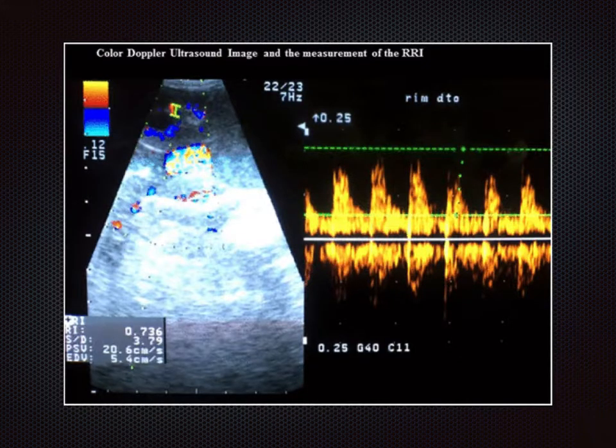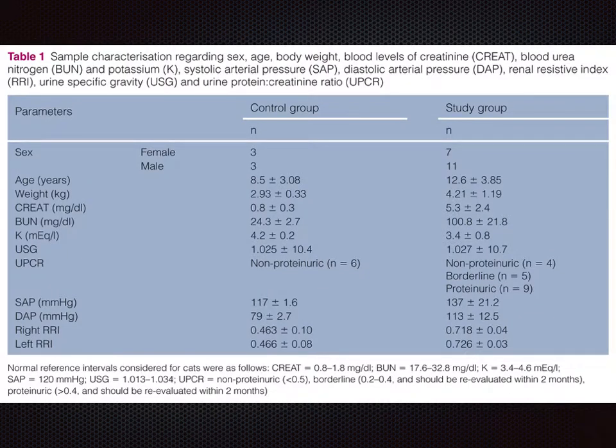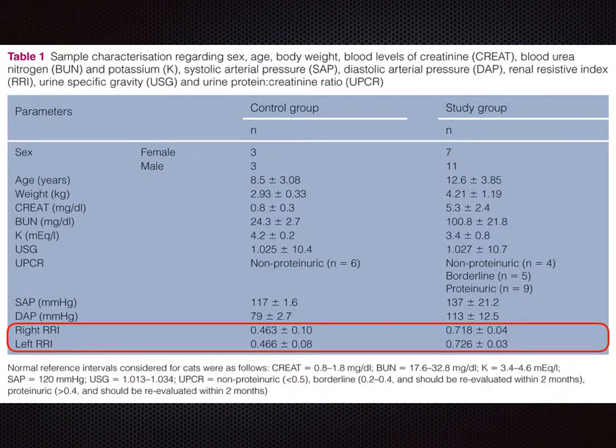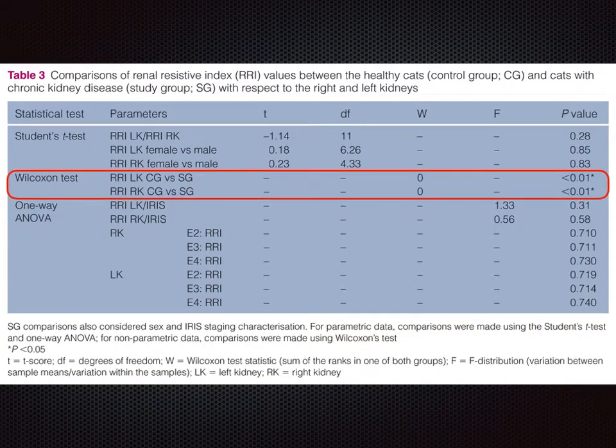This is the color Doppler ultrasound image, and the RI measurement was automatically accomplished by the ultrasound station. The table shows the data collected in the study. The RI differed significantly between control group and study group, and the RI values were higher in cats with CKD than in healthy cats. Here we can see that no matter in left or right kidney, the RI values in the study group and in the control group were significantly different.